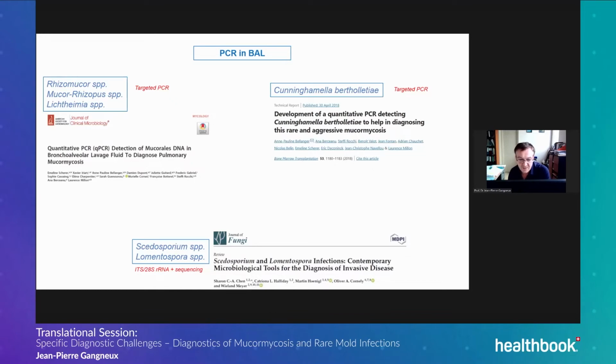And regarding Scedosporium and Lomentospora, here you have a very nice review from Sharon Chen and Martin and Oliver and all experts on these fungi. And the fact is that, once again, there is a limit to the technique. It's that we have to perform a fungal PCR and then a sequencing. So it is less useful in routine.